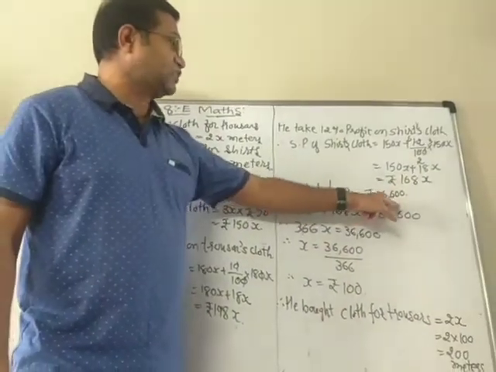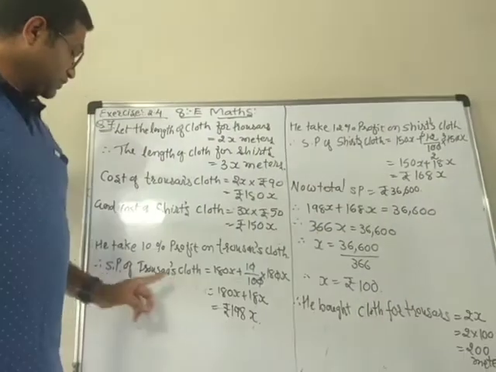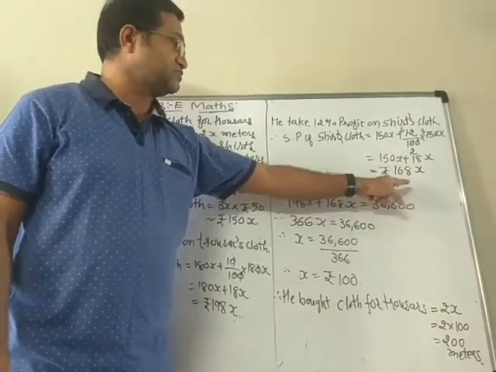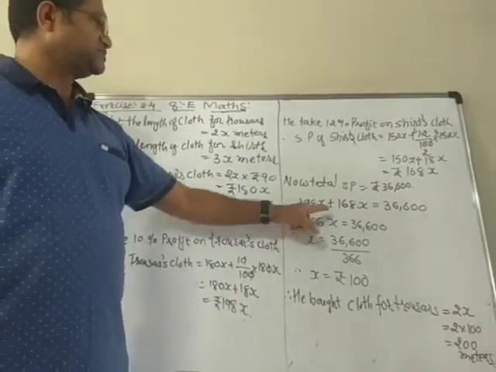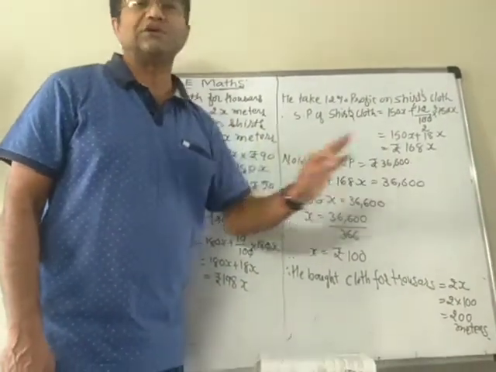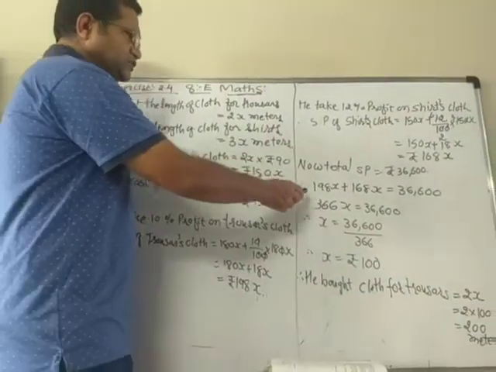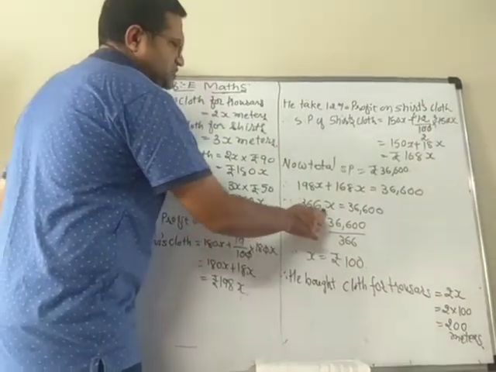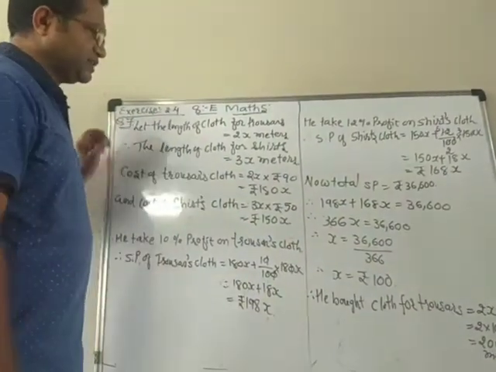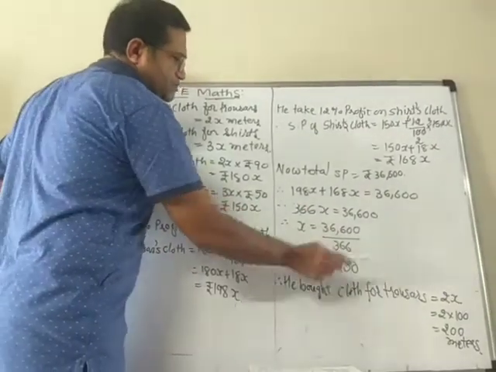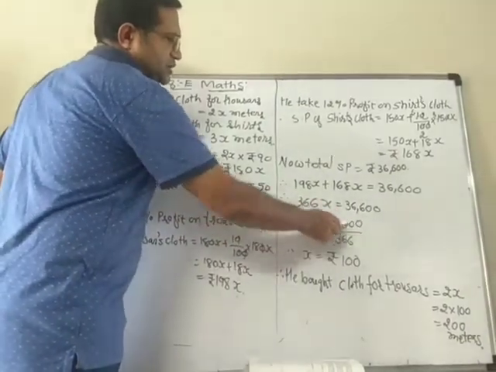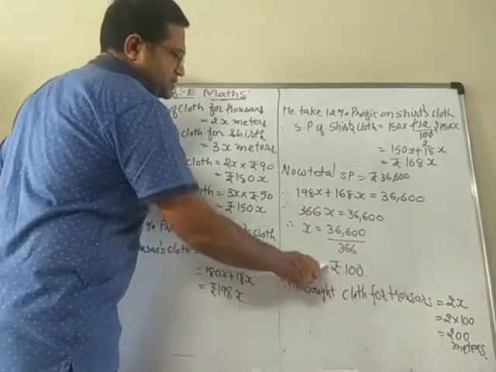Now in the question it is given that by selling this whole thing, the total he got was rupees 36,600. It means that the selling price of this plus the selling price of this will total 36,600. So 198x plus 168x is equal to 36,600. Adding, we get 366x, so 366x is equal to 36,600. Now 366 goes into the denominator, and by dividing you get 100. So x is equal to 100.